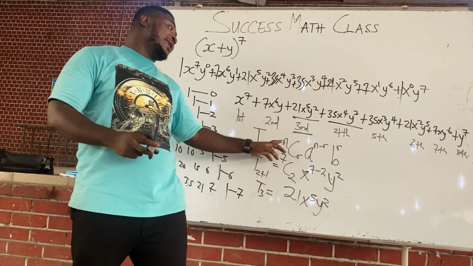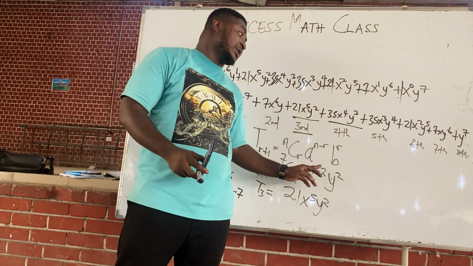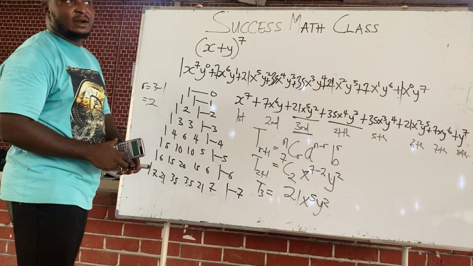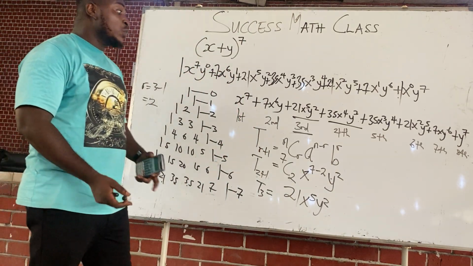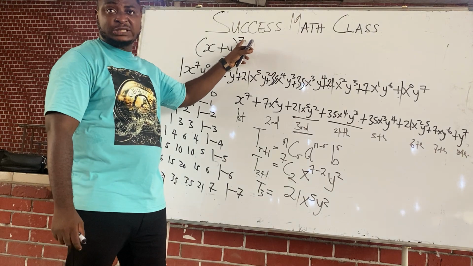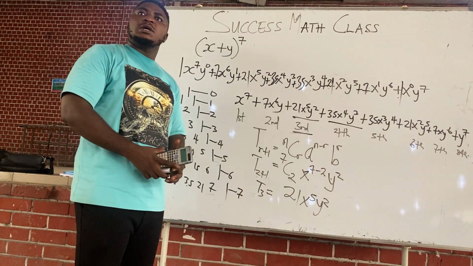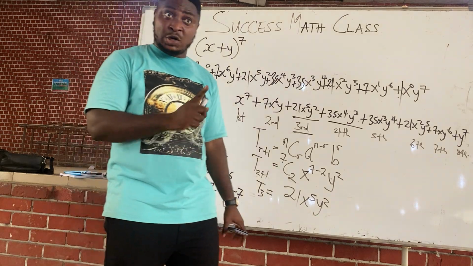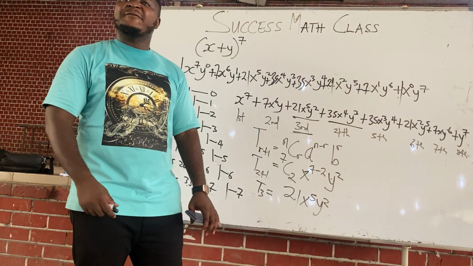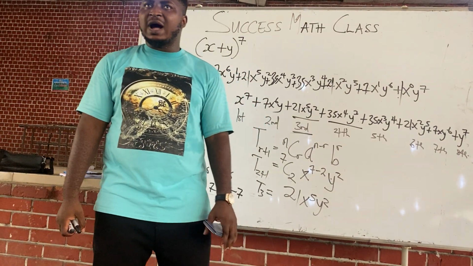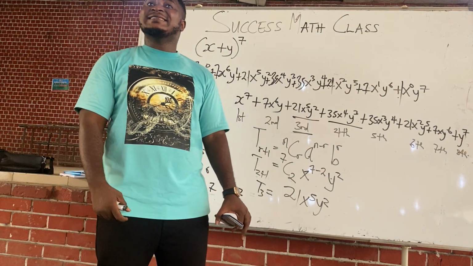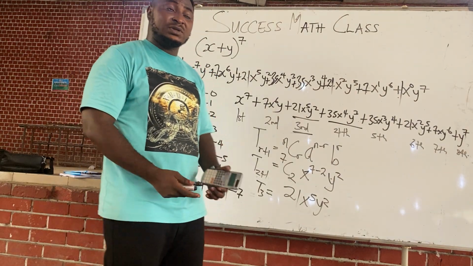T(r+1) = nCr a^(n−r) b^r, where n represents the power of the expansion. What does r represent? r is the term number you are looking for, minus 1. If they say find the 5th term, r is 5 minus 1. Find the 7th term, r is 7 minus 1.